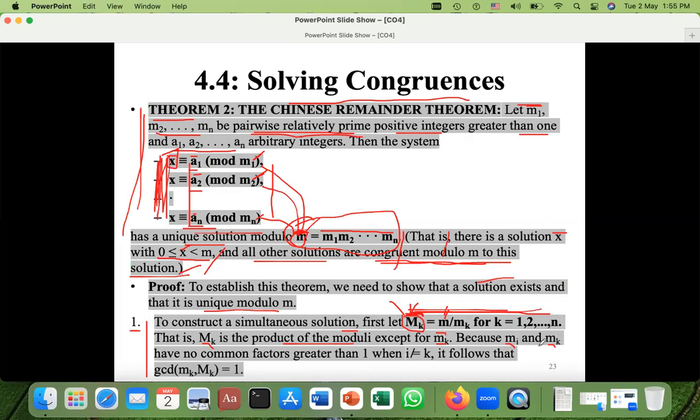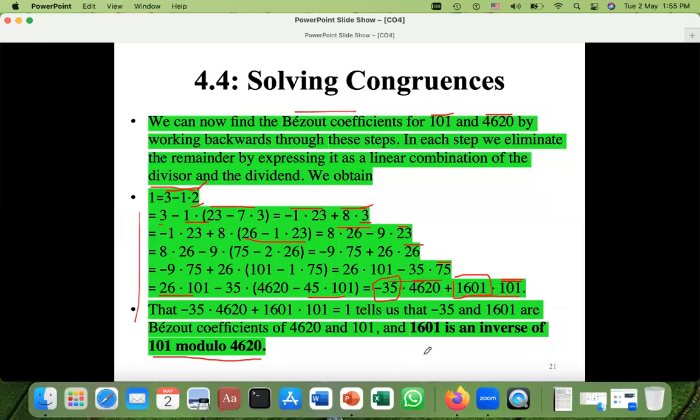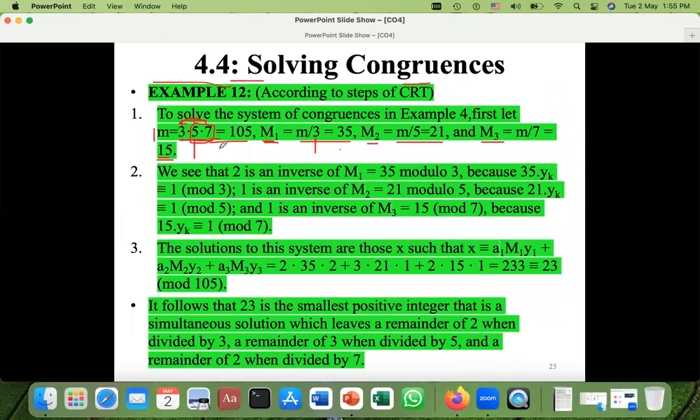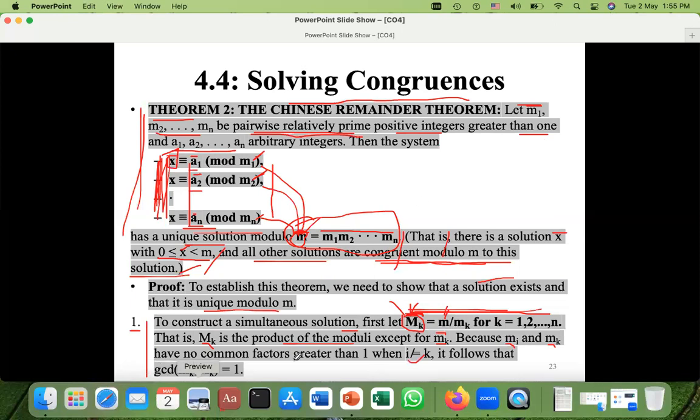And so that's why mi and Mk have no common factors greater than 1. So they don't have any common divisors or common factors greater than 1 when i is not equal to k. When i is not equal to k, you can apply the same statement here also. This is the other meaning for that. The other meaning for this product of moduli except mk is that one. It's the same thing.